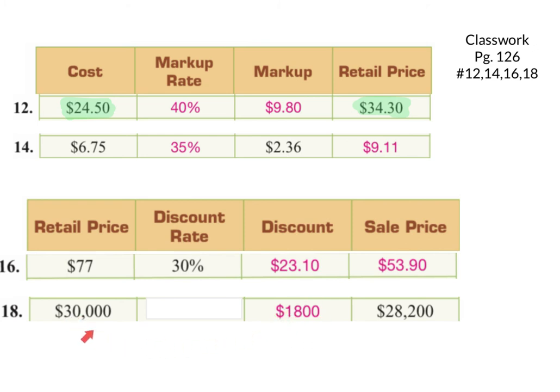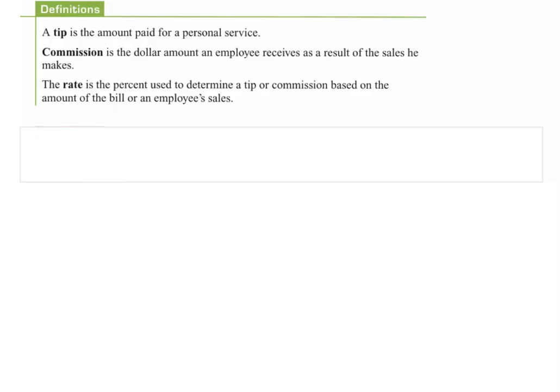So 1,800 divided by 30,000. And then of course, change it to percentage to get 6%. All right. Because you should have gotten like 0.06 when you rounded, and then you have to multiply by 100 or move that decimal place over. 6%.